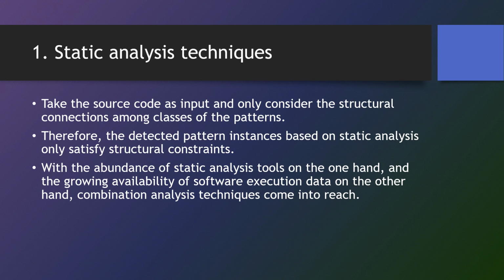So the first one is the static analysis technique. It takes the source code as input and only considers the structural connections among classes of the patterns. Therefore, the detected pattern instances based on static analysis only satisfy structural constraints. With the abundance of static analysis tools on the one hand and the growing availability of software execution data on the other hand, combination analysis techniques come into reach.